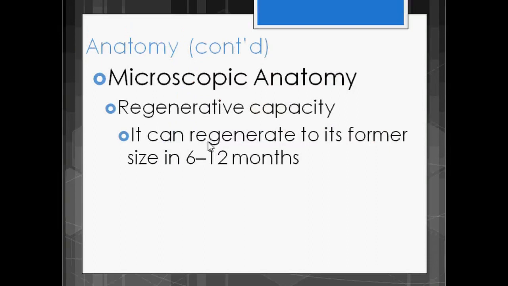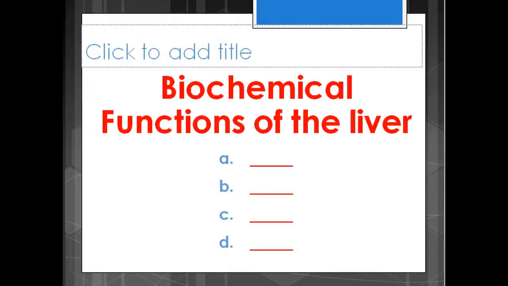Again, the liver has a regenerative capacity wherein it can be formed again to its former size in 6 to 12 months. This is in cases wherein there is a surgical removal or loss of 80% of its mass, it can still regenerate. Now we discuss the biochemical functions of the liver.